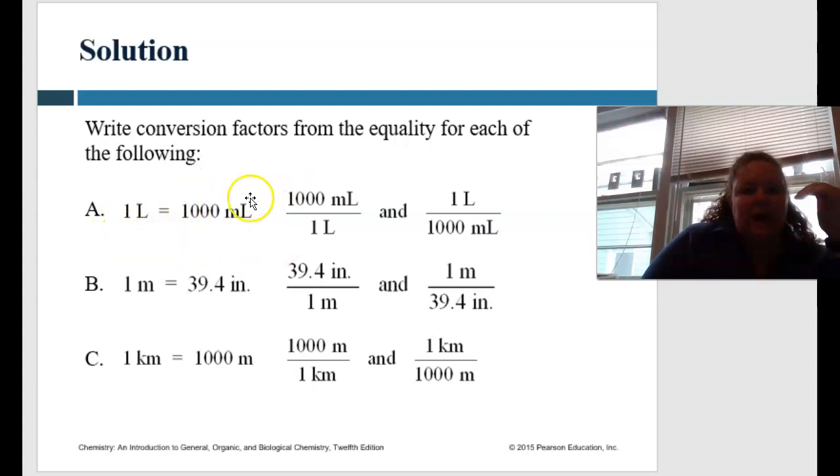1 liter equals 1,000 milliliters. So I misspoke before. I was thinking centi. Okay, so we would write that either as 1,000 milliliters per 1 liter or 1 liter per 1,000 milliliters. 1 meter equals 3.94 inches. Again, can be written either way. 1 kilometer equals 1,000 meters, and that can be written either way as well.